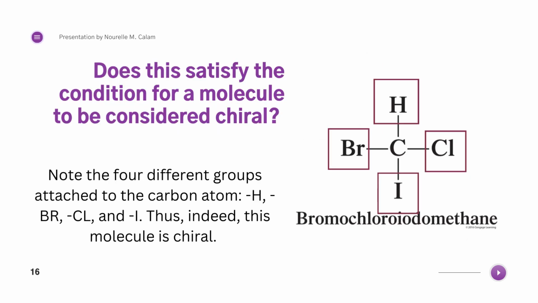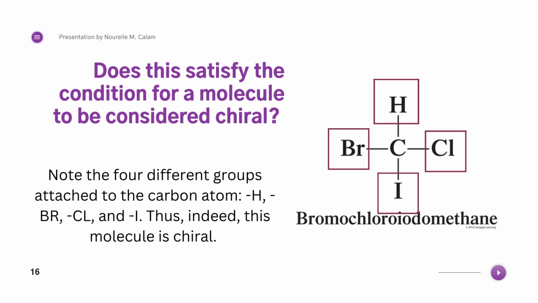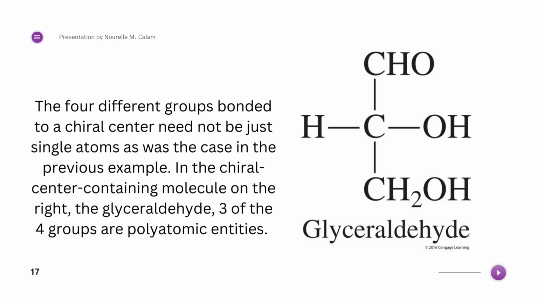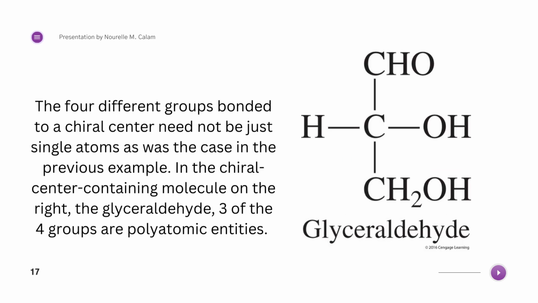Now, if you take a look at bromochloroidomethane, you can see that the four different groups attached to the carbon atom, the chiral carbon atom, are all single atoms, single elements, right? We have hydrogen, chlorine, iodine, and bromine. Now, that isn't always the case. The four different groups that can be bonded to a chiral center need not be just single atoms, as was the case in the previous example. Pwede siya actually dili lang single atoms of elements ang naka-attach to that carbon atom being considered for chirality.